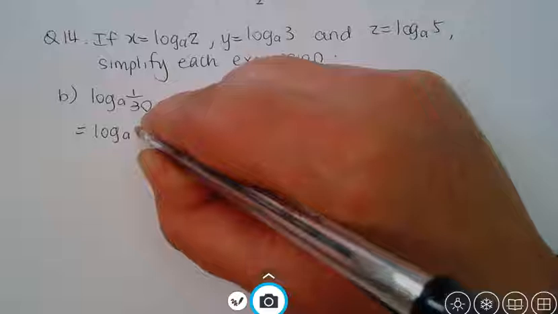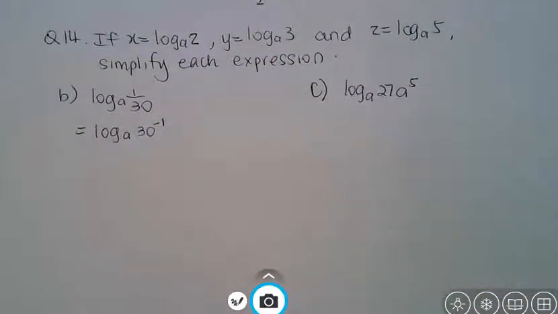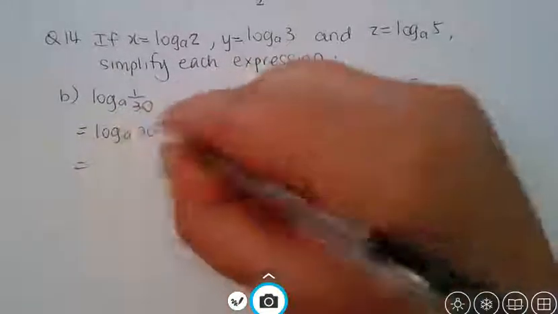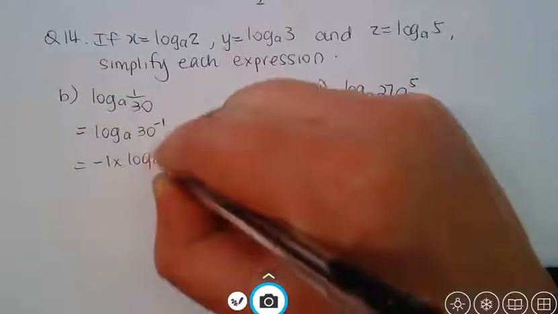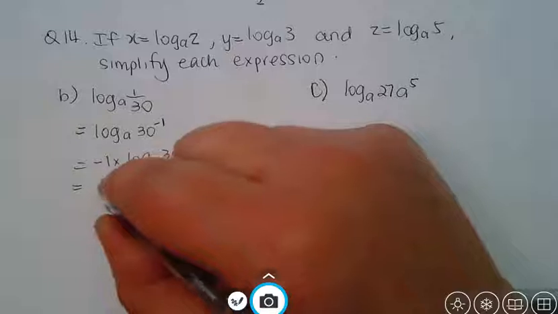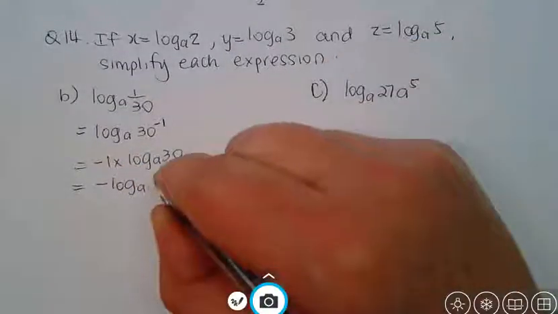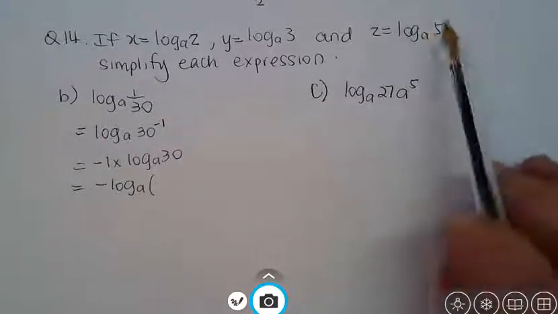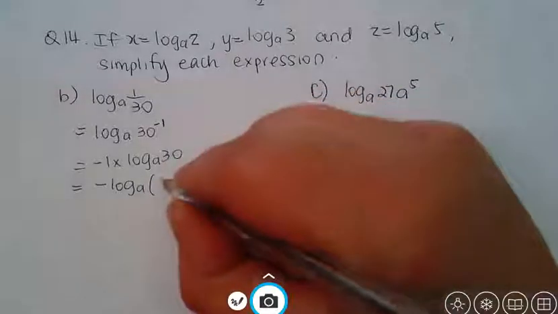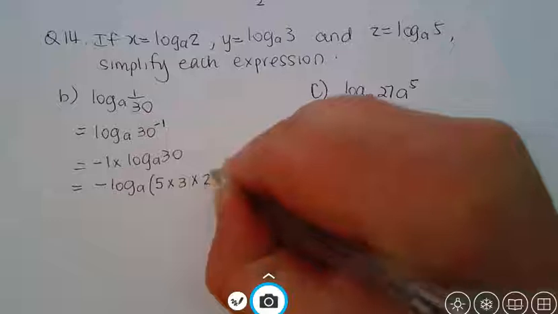This would be 30 to the power of negative 1, because remember, 1 over means negative power. So let's put this negative 1, let's move the power to the front, so it's negative 1 times log to the base a of 30, which is just negative log to the base a of 30. But what we're going to do, instead of writing 30, we know that 30 is 5 times 3 times 2. So it would be log to the base a of 5 times 3 times 2.